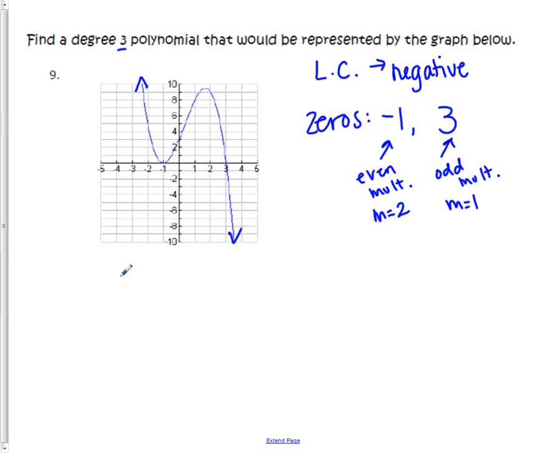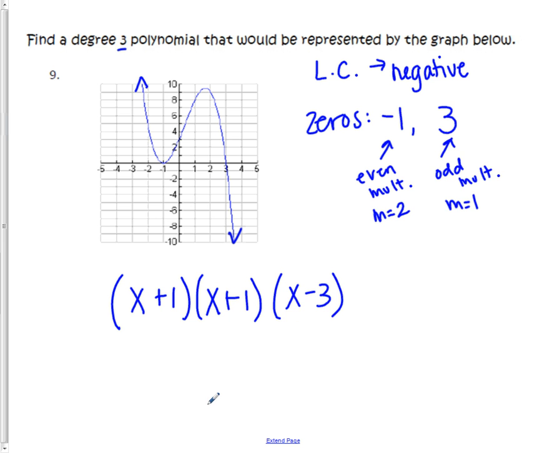So that means that I'm going to have x minus -1, or x plus 1, show up twice in my polynomial, and then x minus 3 show up once. So if we're going to multiply that out, I would just do two of them at a time. So (x plus 1) squared gets you x squared plus 2x plus 1. And then we want to multiply that by x minus 3.